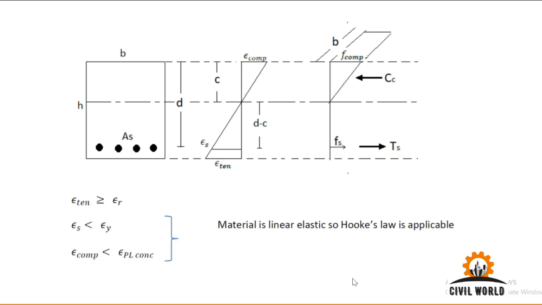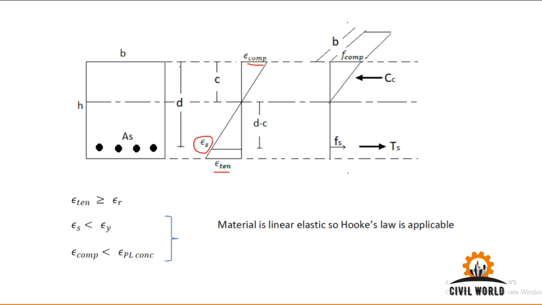So under the applied load, there would be some tensile strain in concrete and compression strain in concrete. Then we'll be having tensile strains in steel as well. Neutral axis is located at a distance c from the topmost fiber.